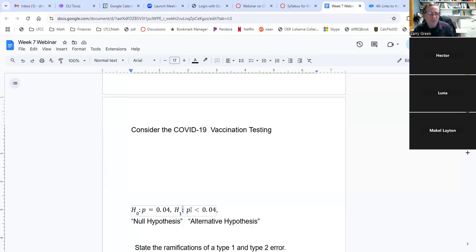And the alternative hypothesis is what you're trying to show is true. If you are the drug company wanting to make money on this vaccination, you want to show that a smaller percentage of people get COVID after getting vaccinated. So the way you write that in symbols is P is less than 0.04. Any questions about stating the null and alternative hypotheses?